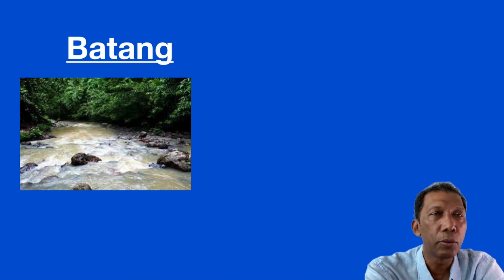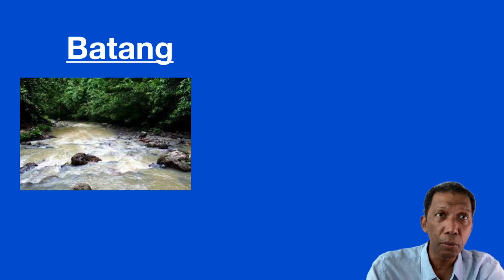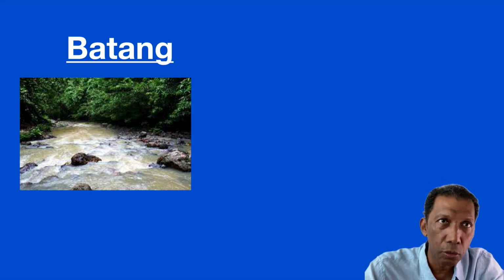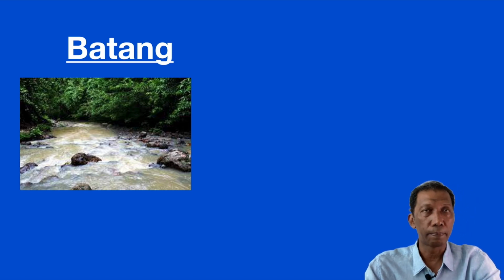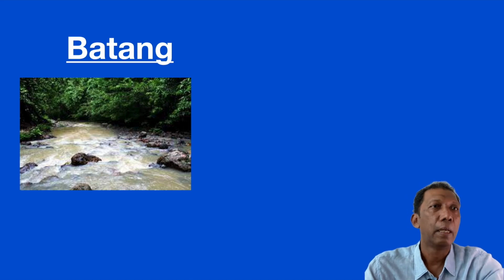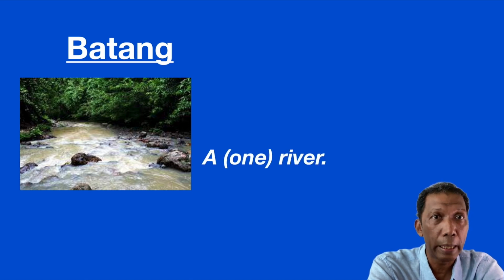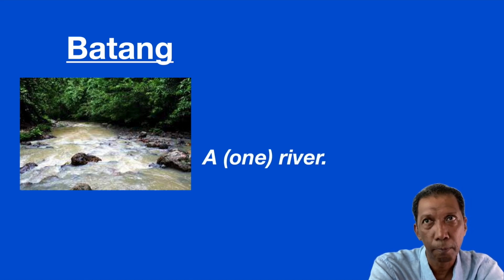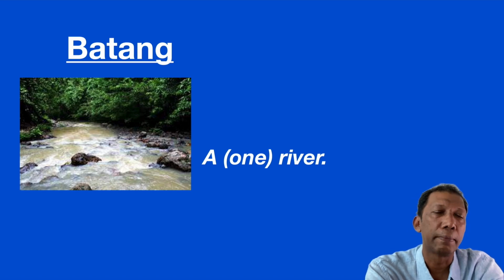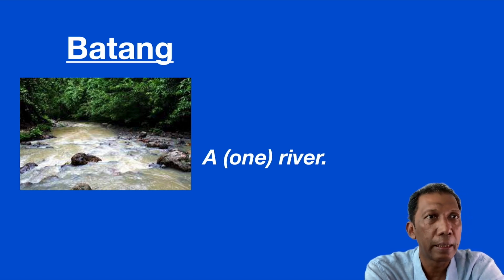Alright. Now batang can also mean something that is continuous, something long that is continuous. For example, a river. It's continuous, long, right? In this case, we will also use batang as a river. Here in this picture, there's one river, or the English would say a river. That's how we say a river.